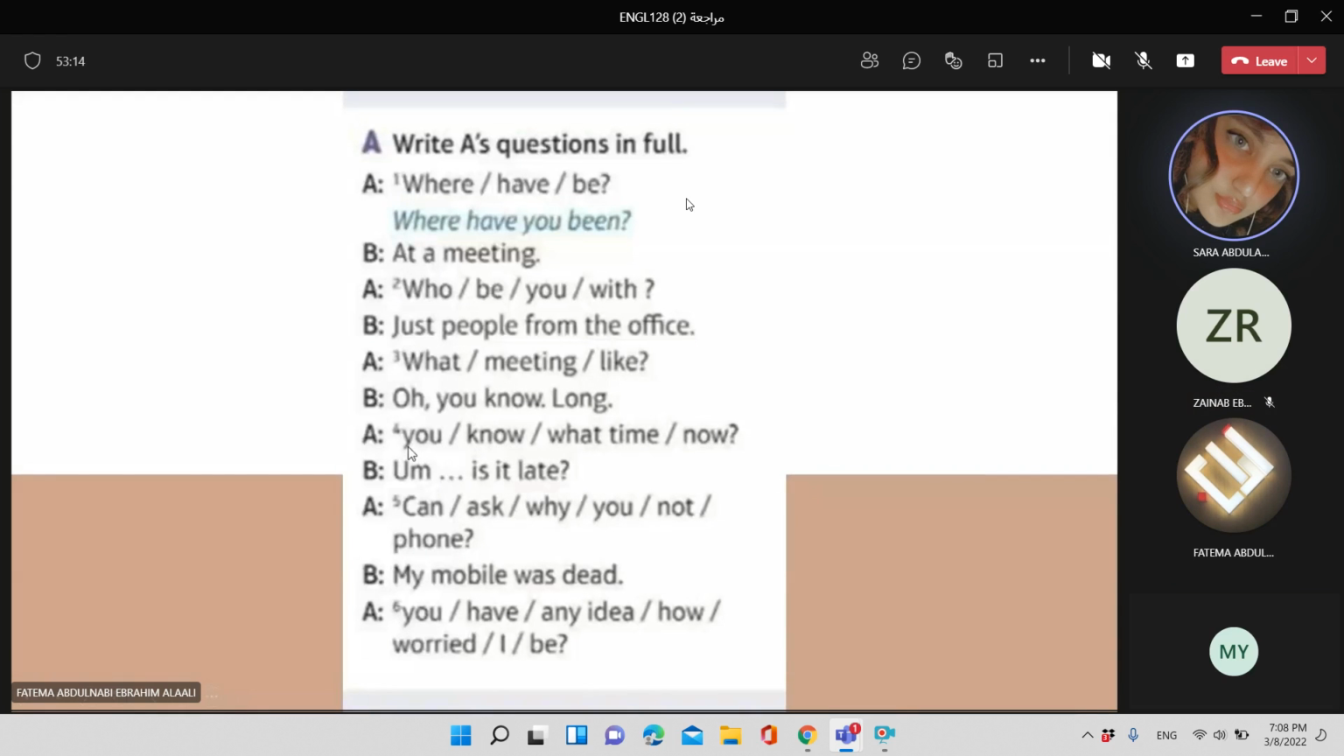Do you know what is the time now? Exactly. For this one, we use the indirect question. Do you know what time it is now?